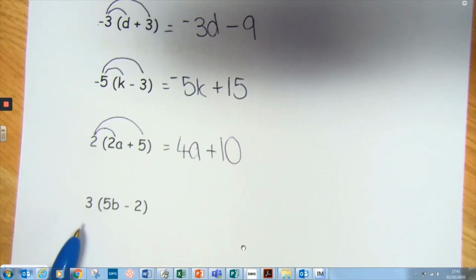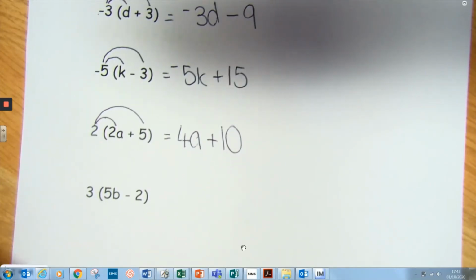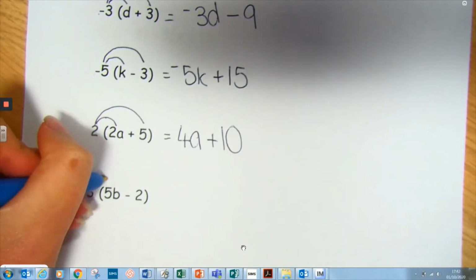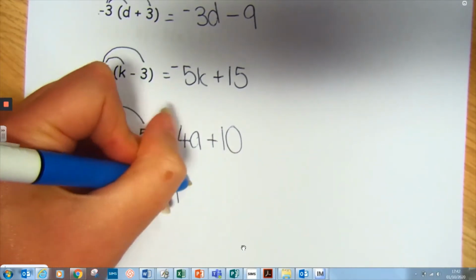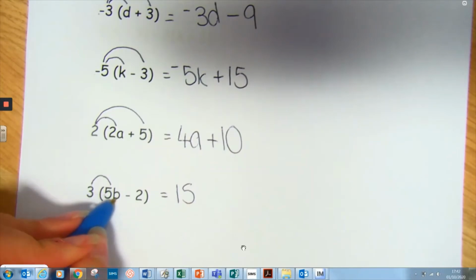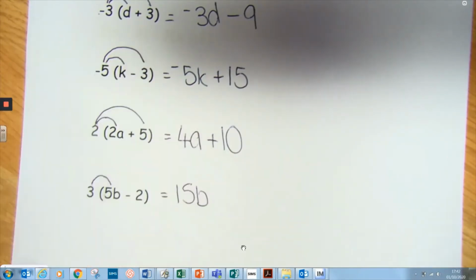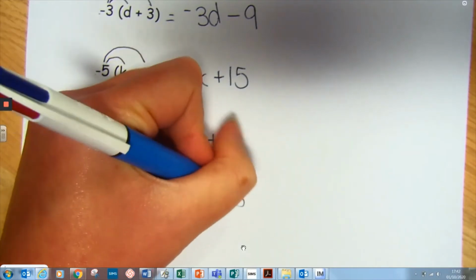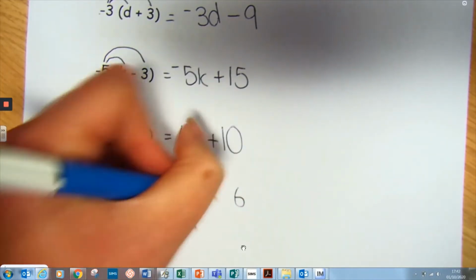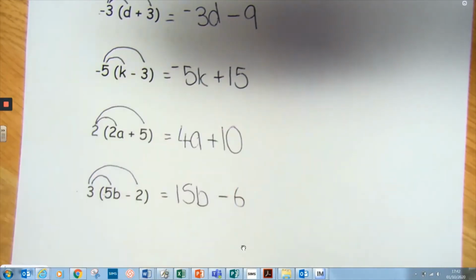And then the final question in this set of examples, we're going to do 3 times 5b to begin with. 3 times 5 is 15, but then we're doing 3 times 5b, so that's 15b. We're then going to do 3 times 2, which is 6, and it's a positive times a negative, so it's a negative 6.